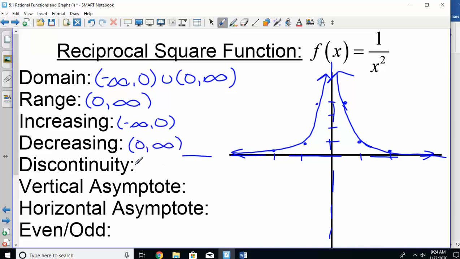Where is this graph discontinuous? At x equals 0 again. That's where we have the break in our graph. Vertical asymptote is x equals 0. Horizontal asymptote is... Is this graph even or odd? Even. If you flip it over the y-axis, it does overlap itself, so this is an even function.